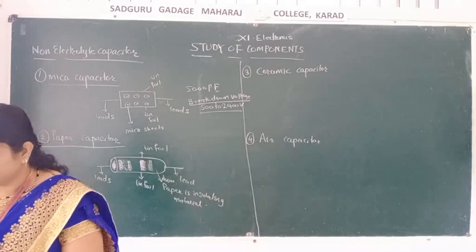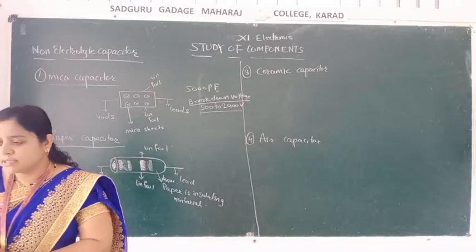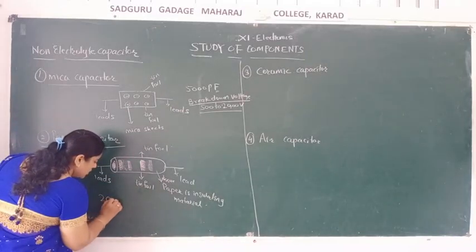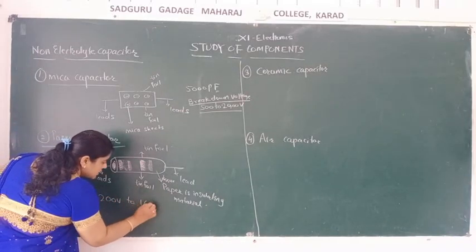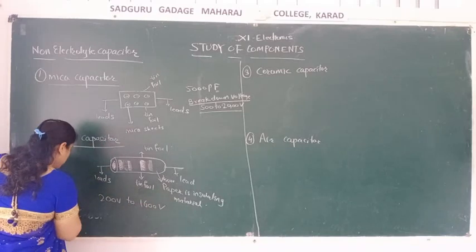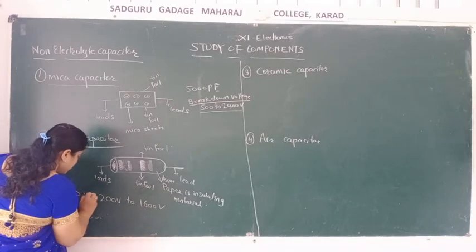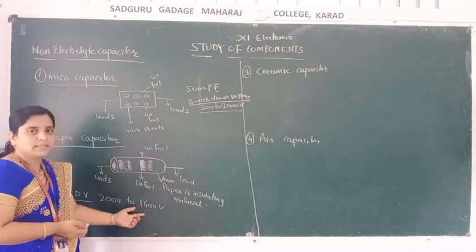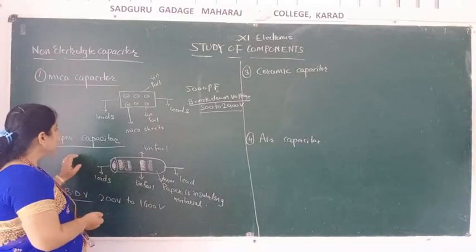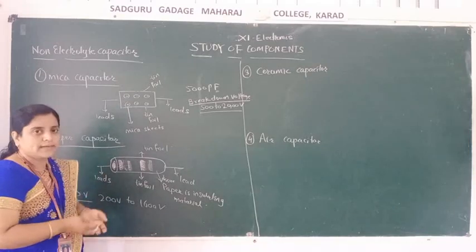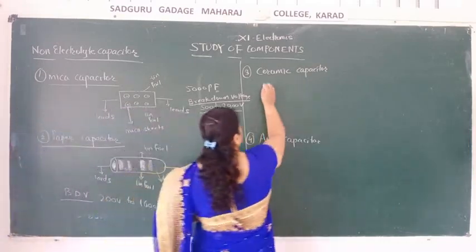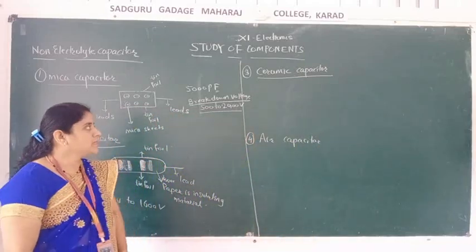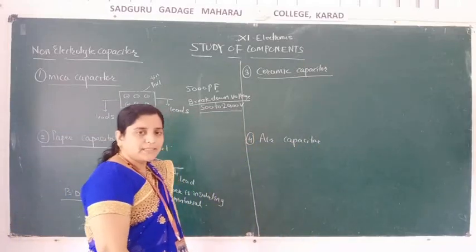Its breakdown voltage is 200 to 1600 volt. Okay, so this is the second type of non-electrolyte capacitor. Next is the ceramic capacitor. The ceramic capacitor is nothing but the capacitor.